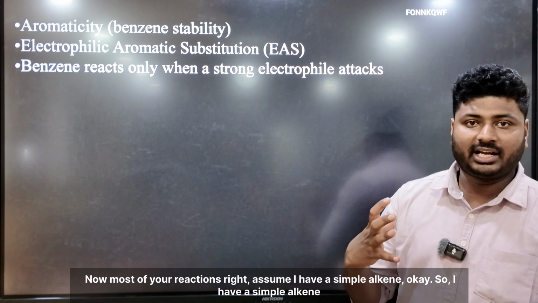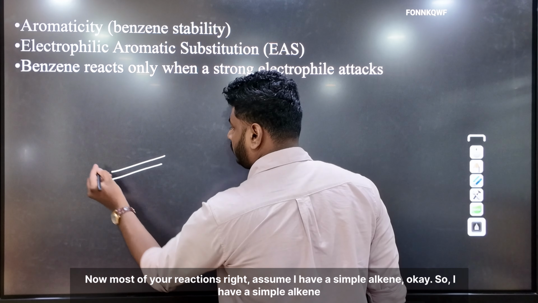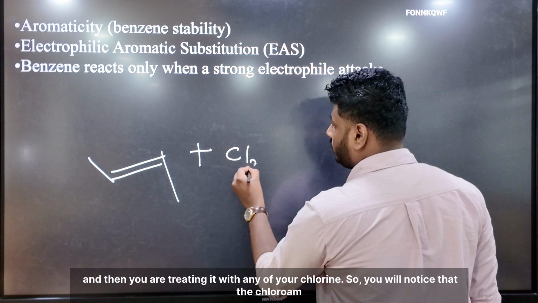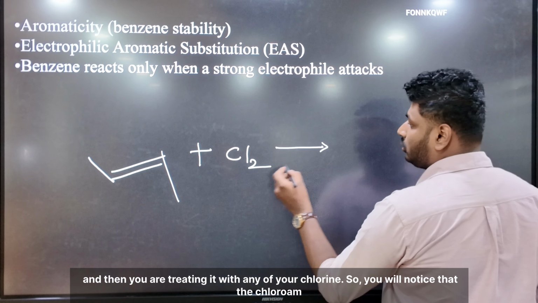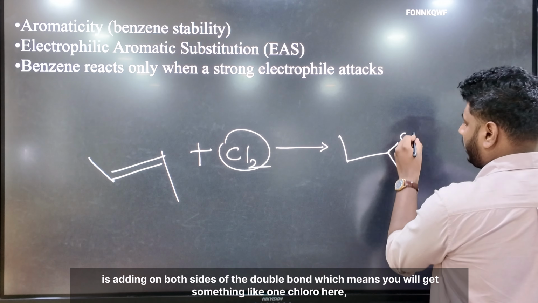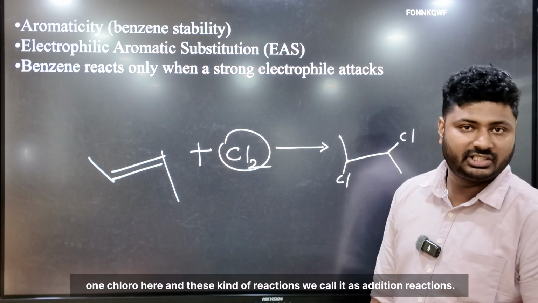Now most of your reactions, assume I have a simple alkene, and you're treating it with chlorine. You will notice that the chloro is adding on both sides of the double bond, which means you'll get something like one chloro here, one chloro here. And these kinds of reactions we call addition reactions.